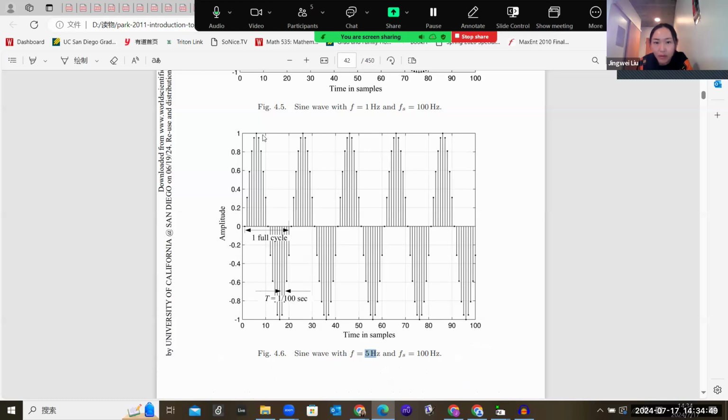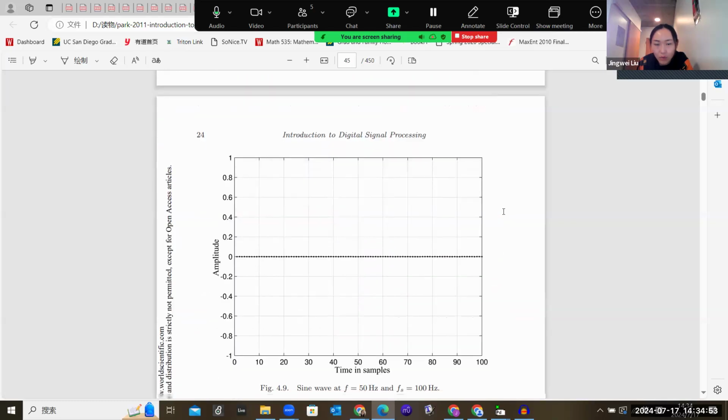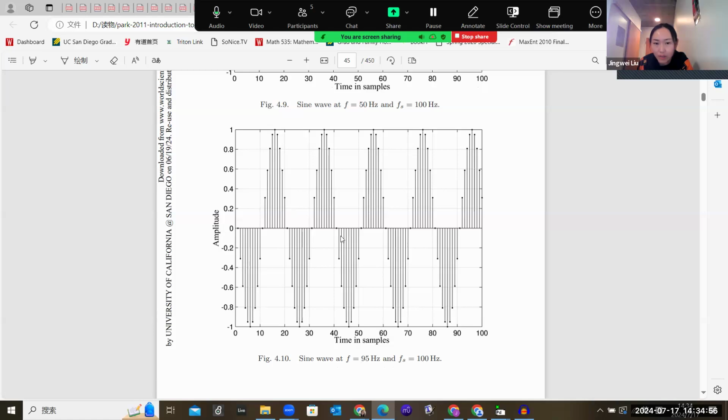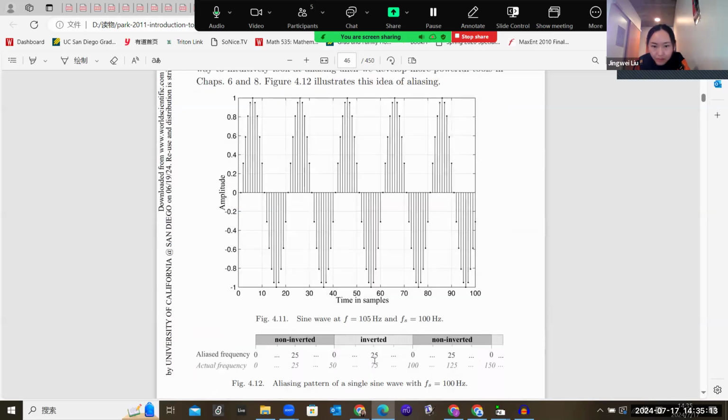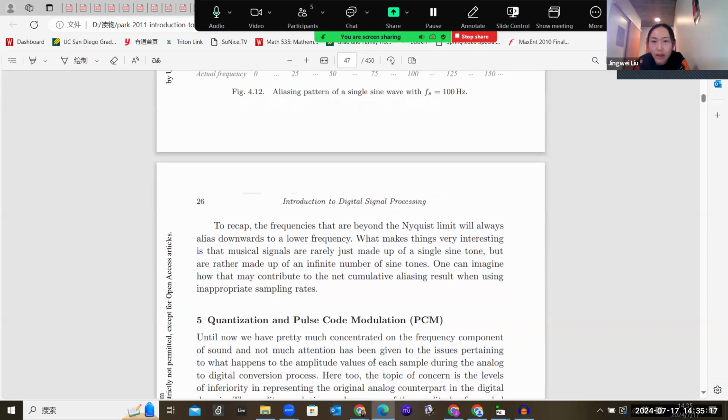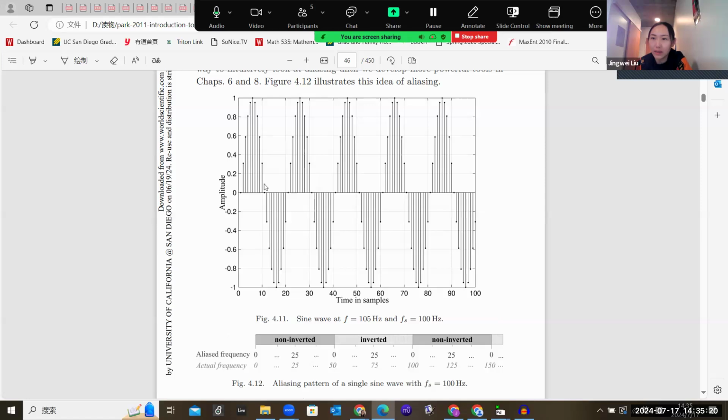If you compare this graph with the graph we just saw here, actually they are the same sampling graph. So this is 5 hertz. Remember this graph, and if you view this one, they are actually the same. So the effect is that when you have a sampling rate of 100 hertz, for a given tune at 5 hertz and 95 hertz, they are actually producing the same sound, the same tune. Why is it happening? It's actually called aliasing.